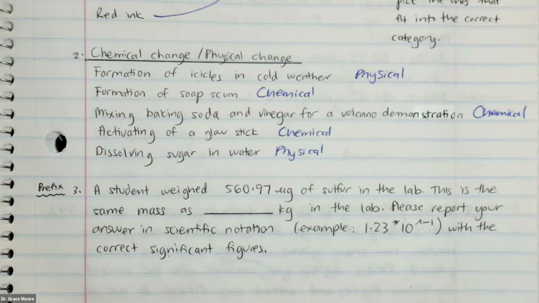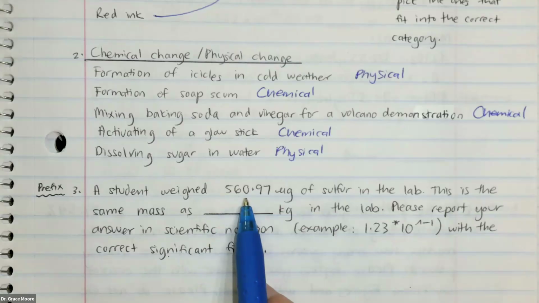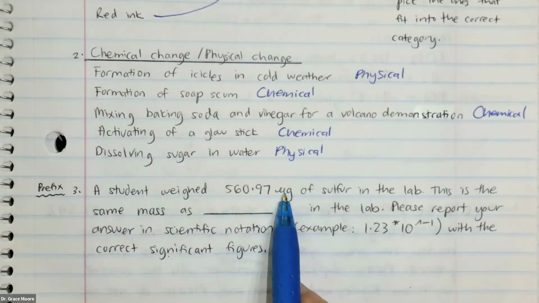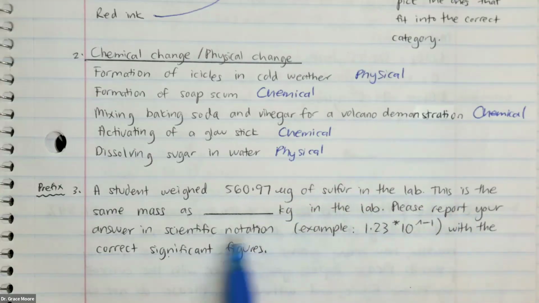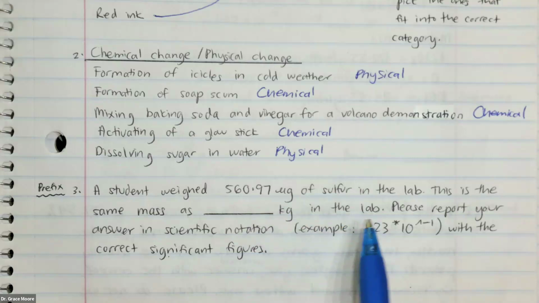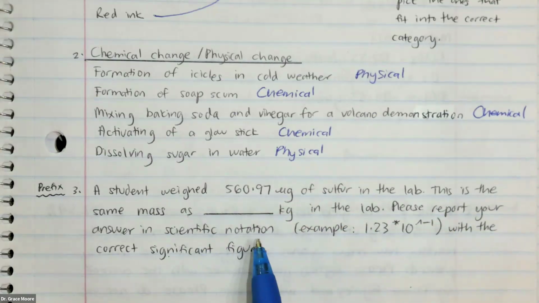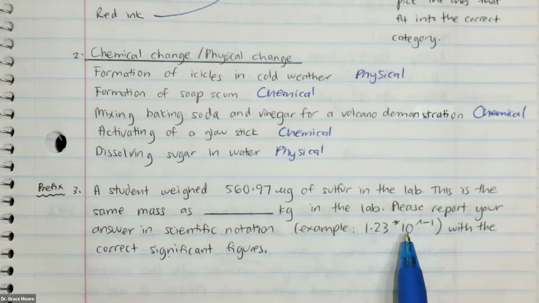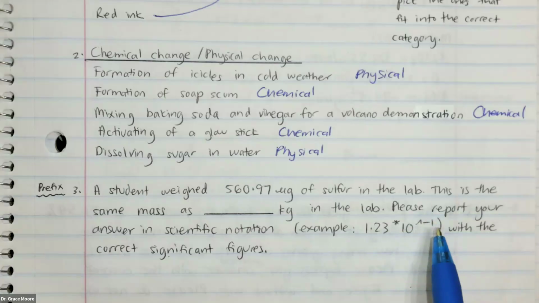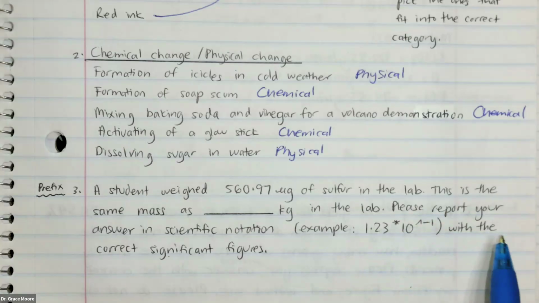All right, the next question. A student weighed this amount, 560.97, and this unit here is called micrograms of sulfur in the lab. This is the same mass as how many kilograms in the lab. Please report your answer in scientific notation. So when we want to type in scientific notation, for example 1.23, use the star, and then 10, and then the symbol for up, and then -1 or +1, whatever the power is going to be. And you want to make sure to also use the correct sig figs.